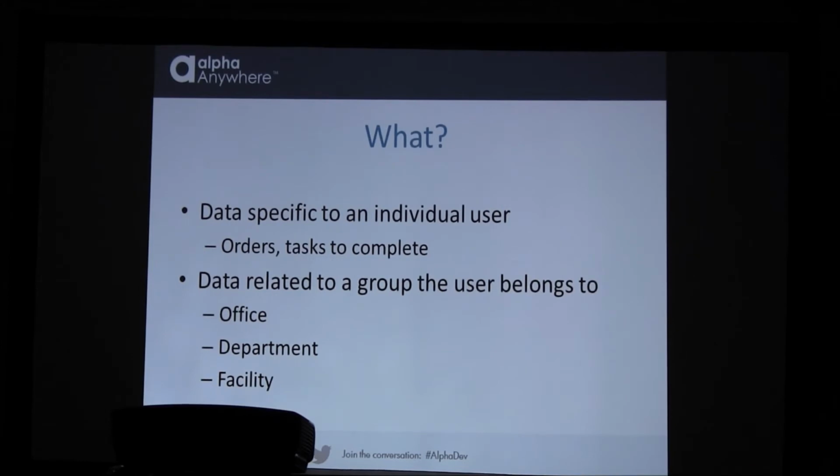So basically, we're going to look at a few things here. What are we going to filter on? This is one of the first questions you have to ask yourself: how do I want to organize my data? There's data that's specific to an individual user, like orders, tasks they have to do, and so on. There's also data that's related to the group the user belongs to. A user may belong to an office, a department, or a specific facility. So we can filter on these things if we know this information.